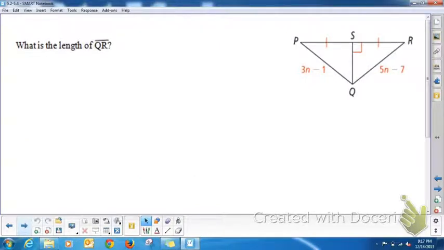You try this next one. What's the length of QR? If Q is on the perpendicular bisector of PR, then Q is equidistant from the endpoints. Pause the video. You try. See if you can find the length of QR. When you're ready, unpause the video and check your work.